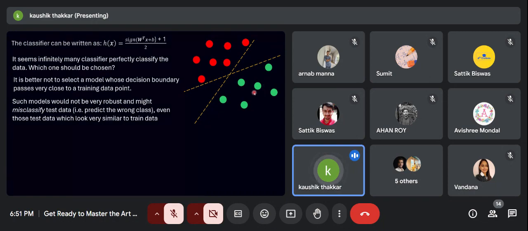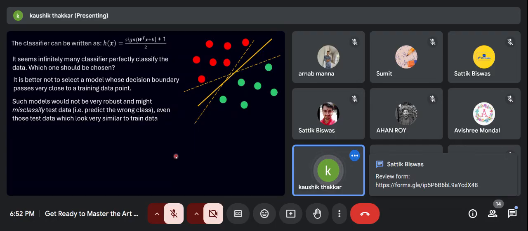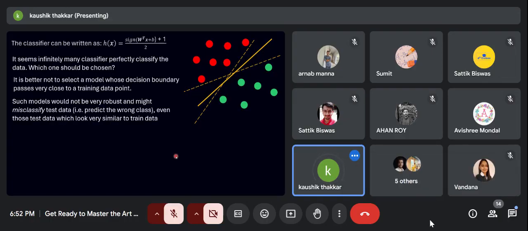So as I said, the models having decision boundaries very close to some training points is not good. These are not robust and might misclassify test data, right? Predicting the wrong class. Whereas we will try to have a decision boundary which separates the classes as clearly as possible, right? That is as far as possible from the training samples.